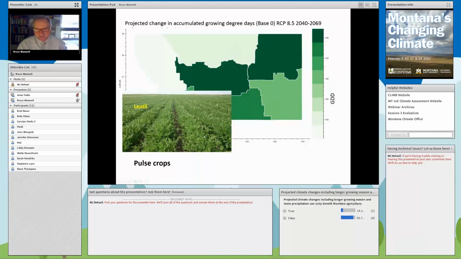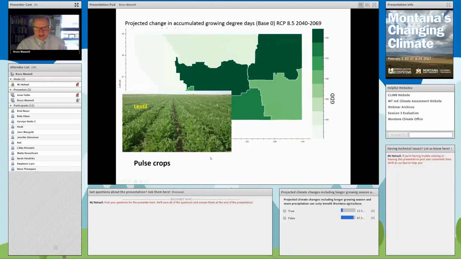Austrian winter pea is a great crop. It's called winter pea because it can be planted in the fall. It can also be planted in the spring. But the fact that we have these warming winters, that's a species that can now be surviving in the winter, and that offers up a good pulse crop alternative that we can put into rotations with wheat.